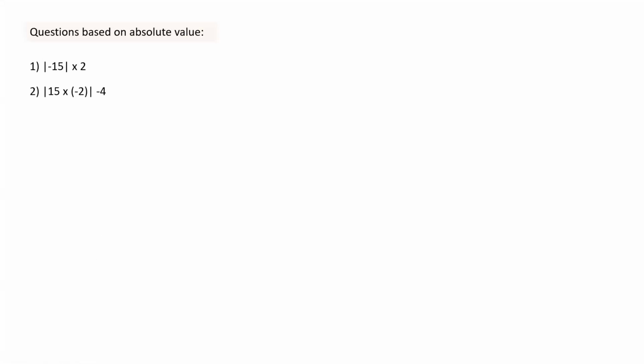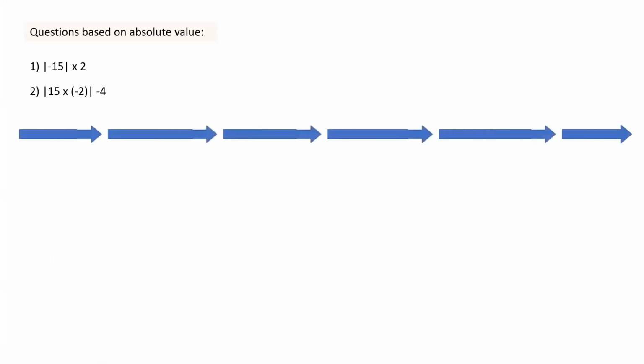And now the second question for you. So 15 will remain as it is. You will convert minus 2, which will become 2. So 15 into 2 is 30. 30 minus 4 is 26. So that's the final answer.